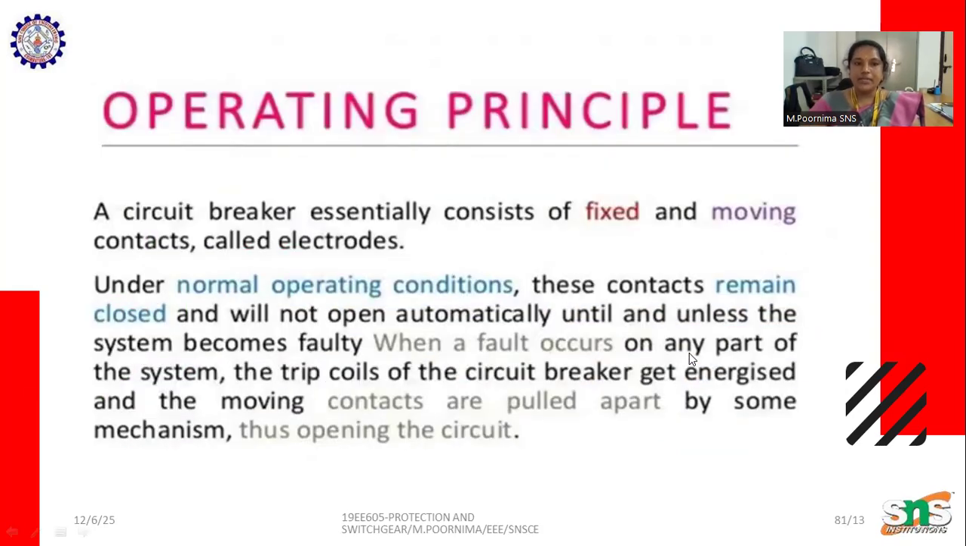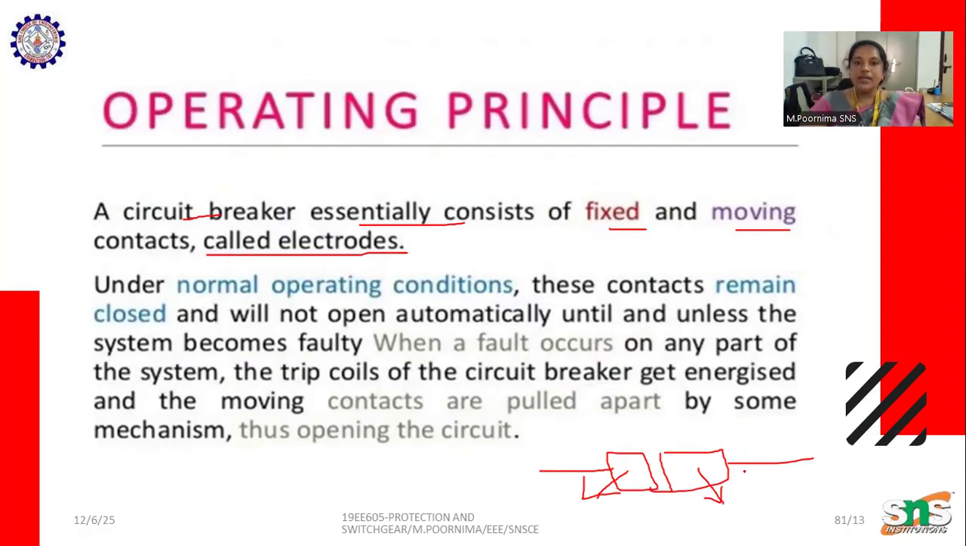Now coming to the operating principle of a circuit breaker. What is the operating principle? A circuit breaker essentially consists of a fixed and a moving contact. We know that it consists of one fixed contactor and one moving contactor. The fixed contactor and the moving contactor are called electrodes.